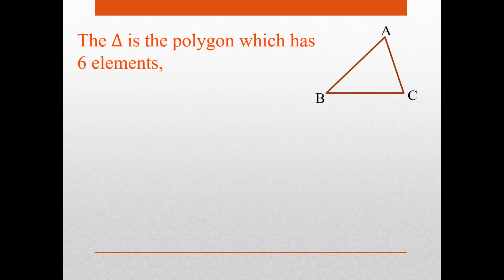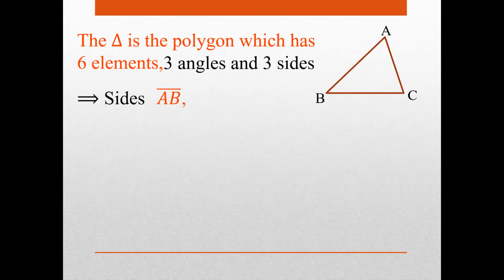Congruent triangles. Our lesson today is congruent triangles. We know that the triangle is a polygon which has 6 elements. Any triangle has 6 elements, 3 angles and 3 sides. The 3 sides are AB, BC, and AC. And the 3 angles are angle B, angle A, and angle C.